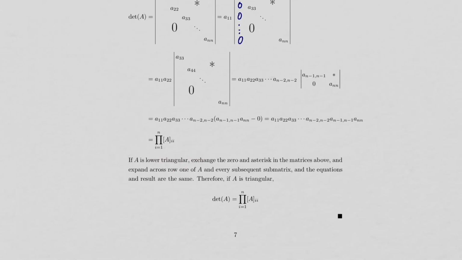If A is lower triangular, just swap the 0 and the asterisks in the matrices and expand across row 1 instead of column 1, and then expand across the first row of every subsequent submatrix, and the equations will be all the same, and the result will be the same.